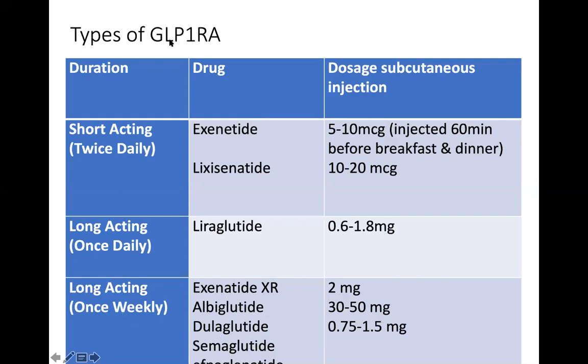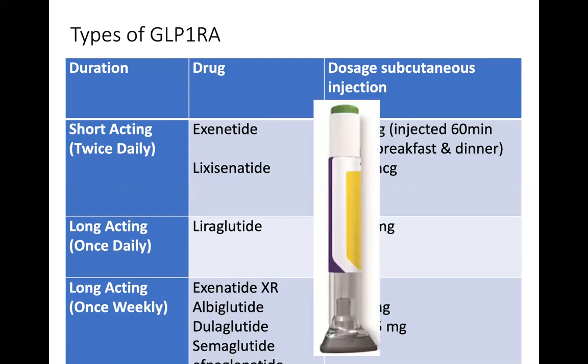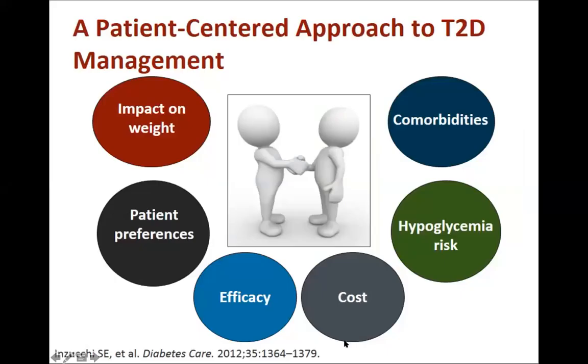The only problem with these agents is that they are very expensive because they are new agents. And because they are all proteins that actually mimic the GLP hormone that is produced by the body, it has to be given as an injection. And the newer types of injections are like that, where even the needle is not visible.